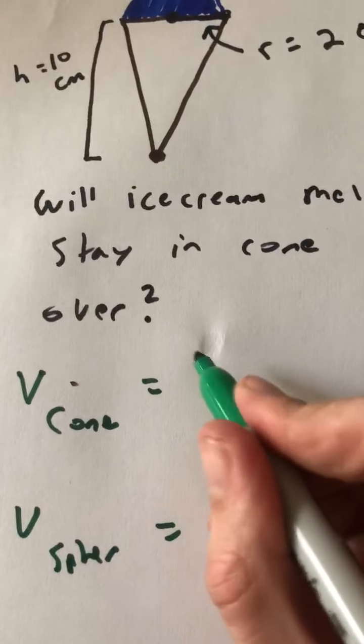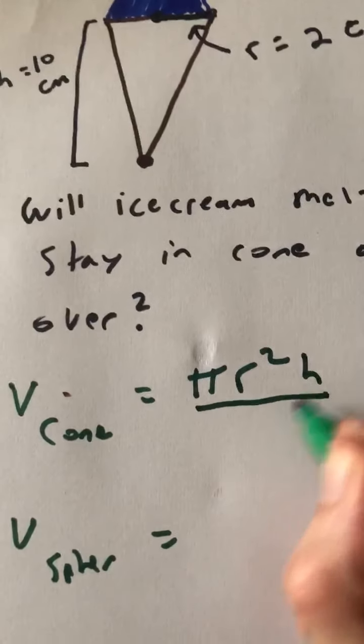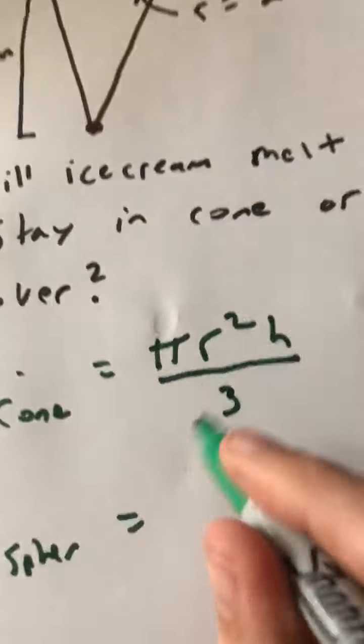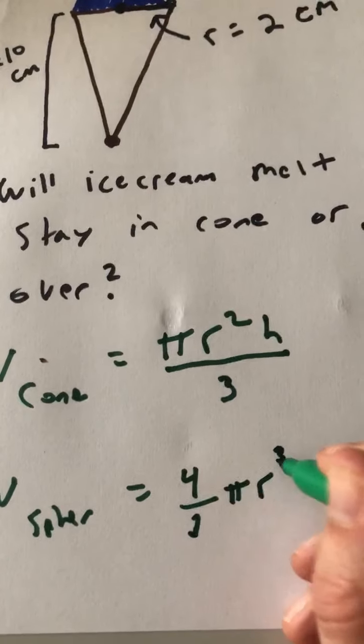So the volume of a cone is pi r squared times the height, and you've got to divide that by 3 because it is a cone. The volume of a sphere is 4/3 pi r cubed.